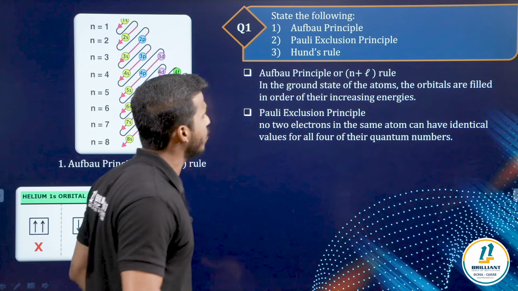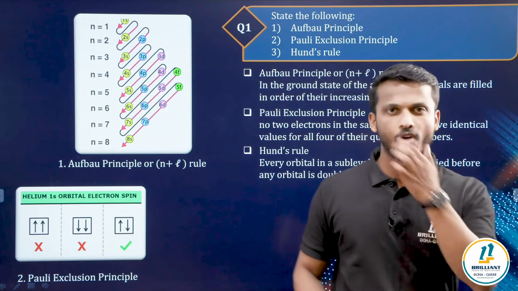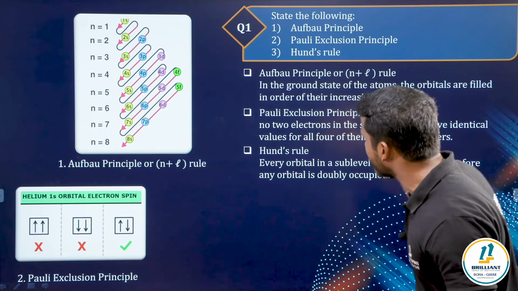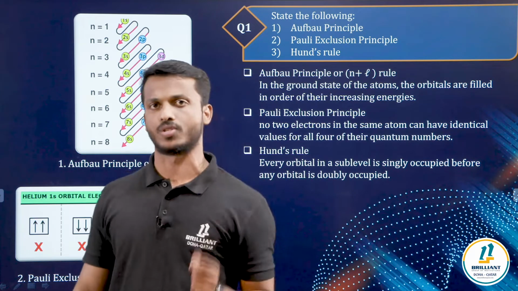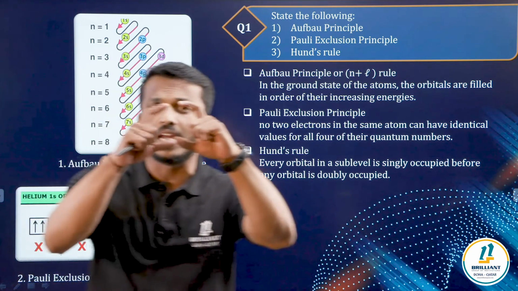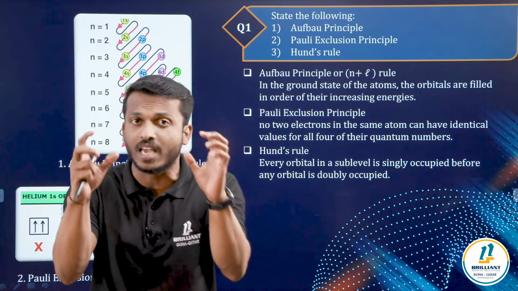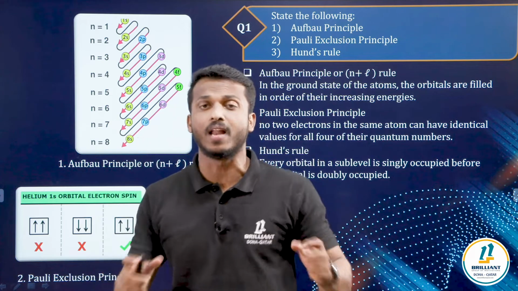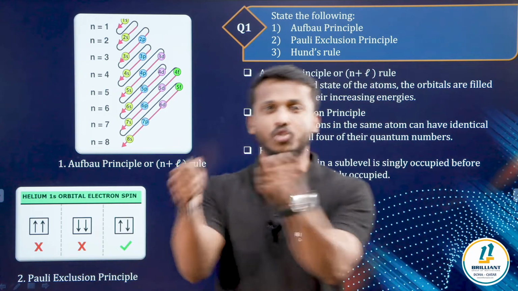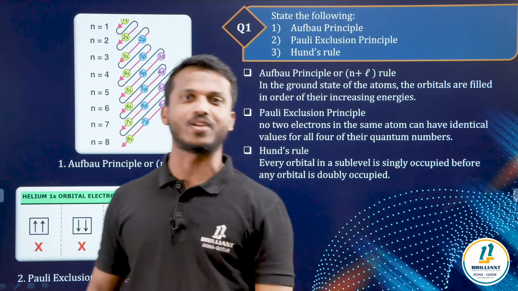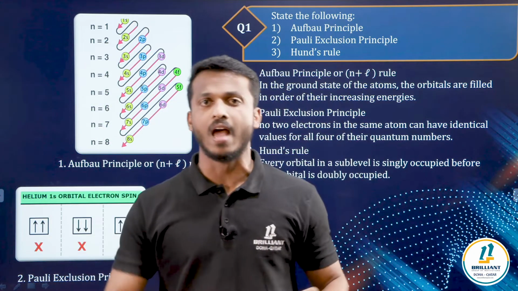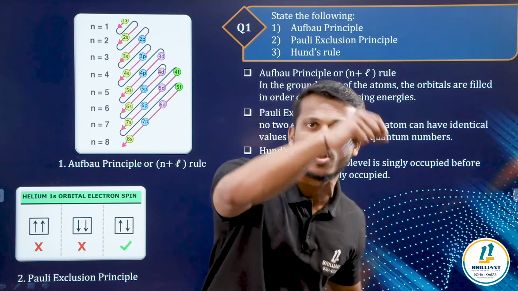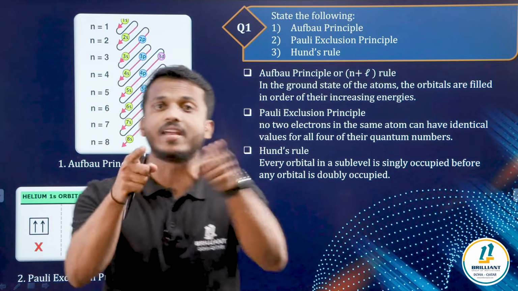Let's go for the last one, that's called Hund's Rule of Maximum Multiplicity. What does Hund's Rule say, dear all? When you fill electrons in a degenerate orbital, what do you mean by degenerate orbital? The orbitals having the same energy are known as degenerate orbitals. When you fill electrons in degenerate orbitals, after single occupation of each orbital, only then can pairing happen.